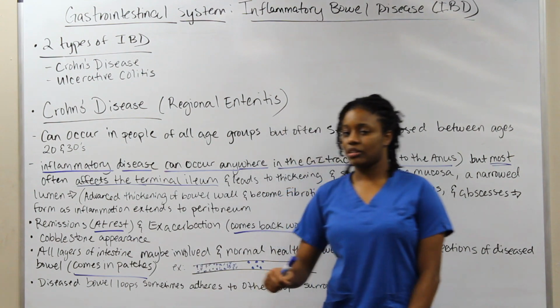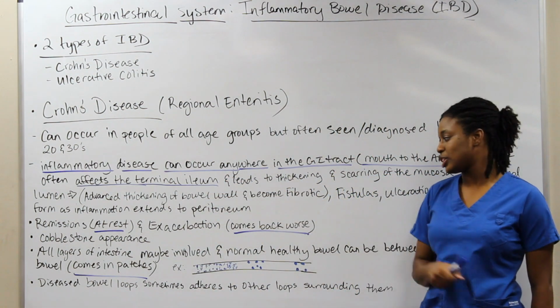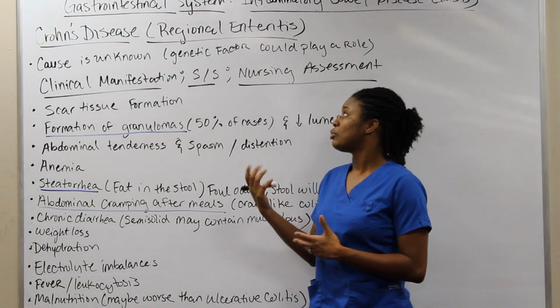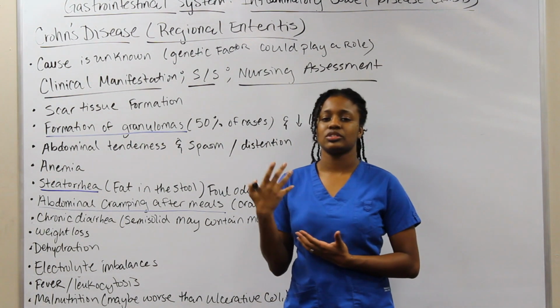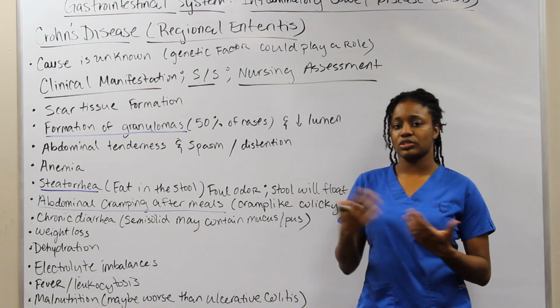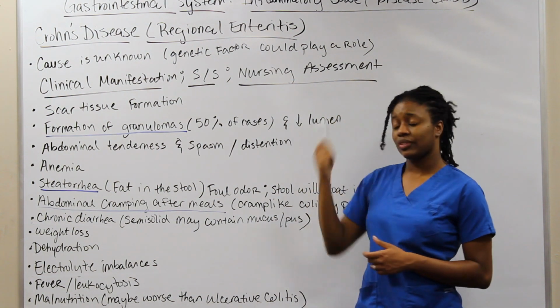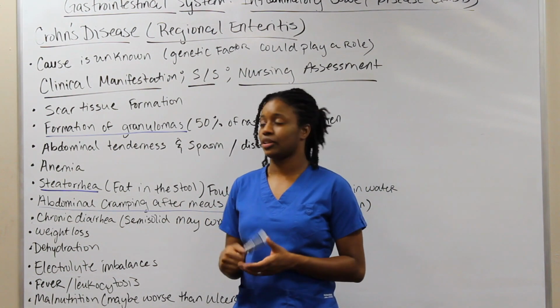It's cobblestone appearance, okay? It's going to be in remission and an exacerbation. The cause of Crohn's disease is unknown, but genetic factors do play a part. Most of the time when they diagnose a person who has Crohn's disease, a sibling or someone else has already had Crohn's. So genetic factors can always play a role in why it's occurring.